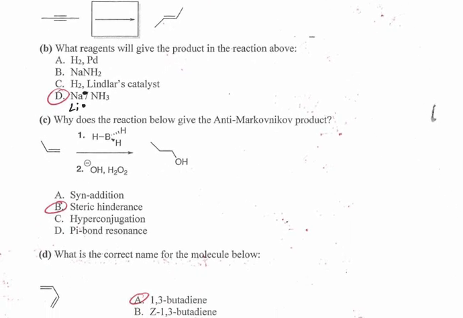Why does the reaction below give the anti-Markovnikov product? Remember, anti-Markovnikov means the OH ends up on the less substituted carbon. So why is that happening here? It's not because it's an addition. It is a syn addition, but that's not the reason. It has nothing to do with hyperconjugation or pi bond resonance. It's actually steric hindrance. This boron is pretty big. It wants to get away from these other bonds, so the boron ends up on the less substituted carbon, and eventually the boron gets replaced with the OH. So it's steric hindrance, the bigger things trying to get away from each other.